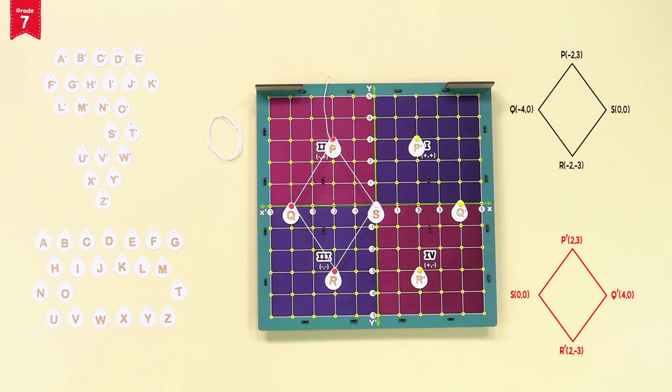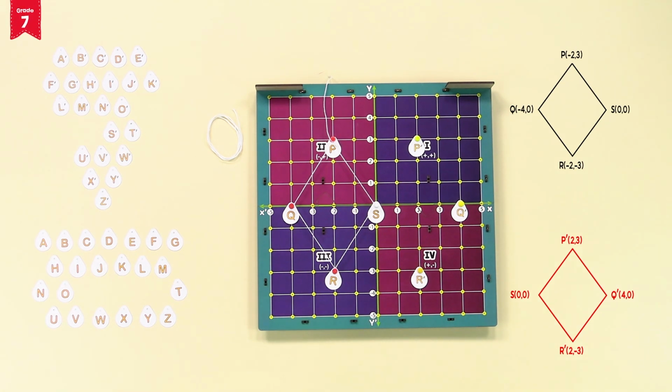Please note the reflected coordinates of point S are the same as the coordinates of point S because the coordinate is at the origin. Therefore, there is no need to place any alphabet tag.